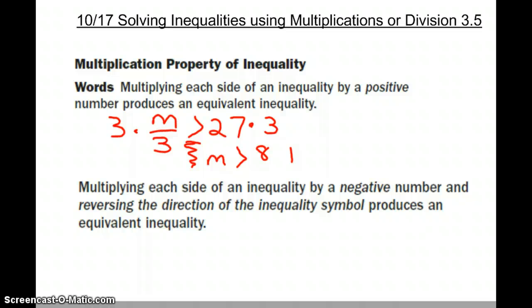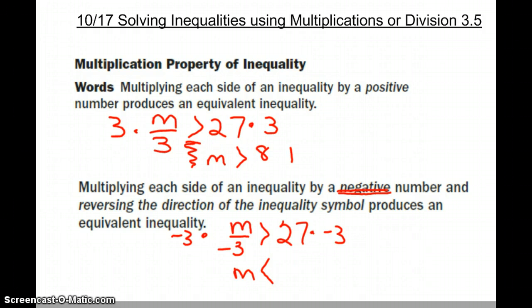Where multiplication and inequalities is different is if we multiply each side of an inequality by a negative number, then we must reverse the direction of the inequality symbol, and that will produce our equivalent inequality. So if we do m divided by a negative 3 is greater than 27, we must then multiply by a negative 3. So we are now multiplying both sides by this negative number. That means that we must change the inequality sign, and we will get m is less than negative 81. Please pause the video here for a moment so students can copy down the notes.